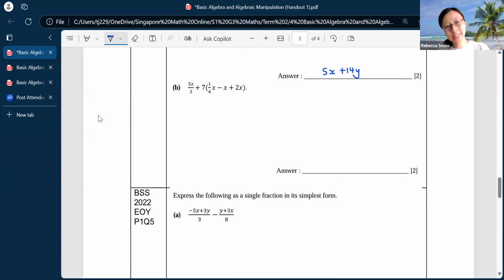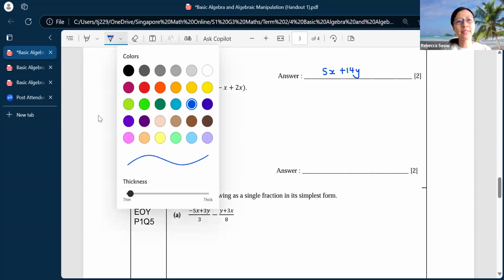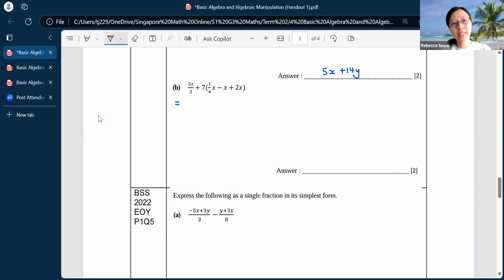Let's move on to the next question. Here we deal with similar instructions, but the numbers are in fractional form. How do we go on from here? Well, the first step is actually to remove the brackets by expansion. Okay, so we have positive 7 to multiply to each of the terms within the bracket.